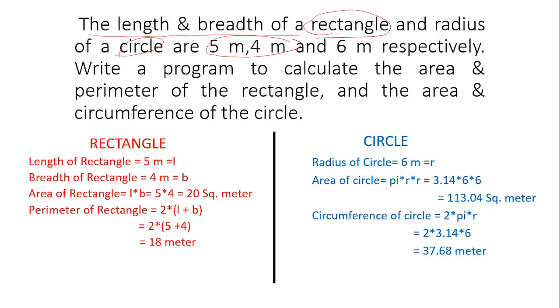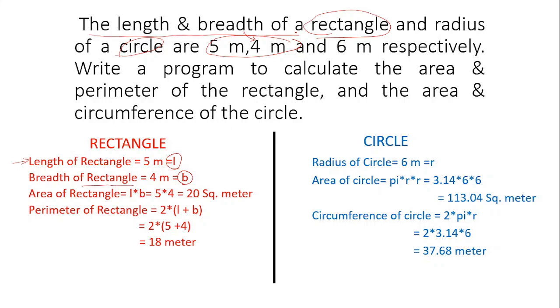So we will write here the length of the rectangle is 5 meter and assign a variable small l for the length. Secondly, we are given that breadth is 5 meter. So we will write breadth of the rectangle is 5 meter and assign variable B.